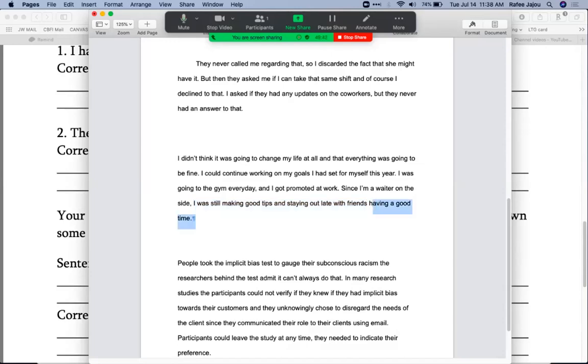Now this last bit, I think could stand on its own. What do we need? What do we already have? What makes an independent statement? Subject, verb, complete idea. Do we have a verb? Yep, having. Complete idea, good time. Subject missing. I was having. There we are, we fixed it.